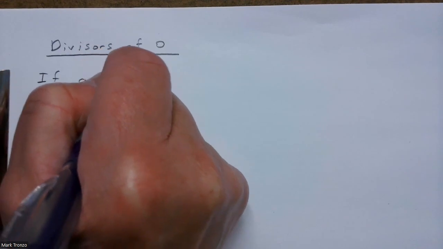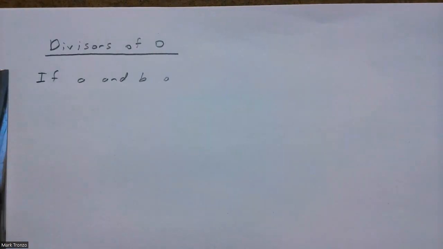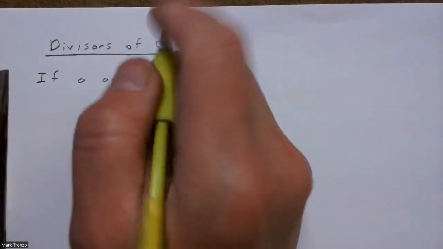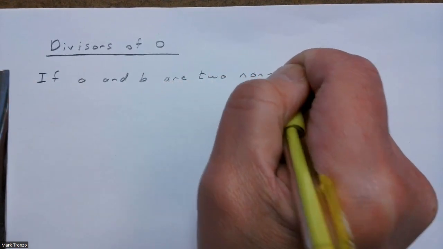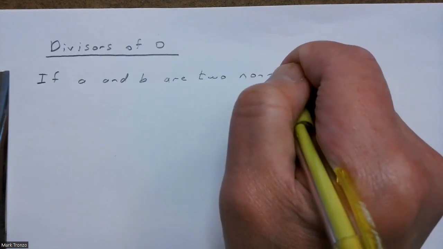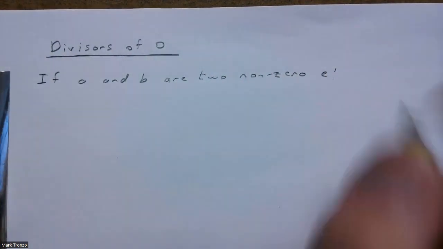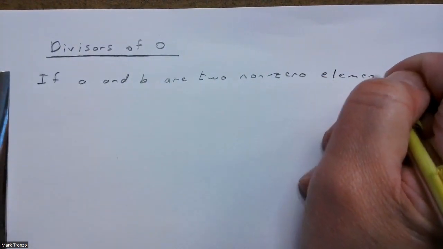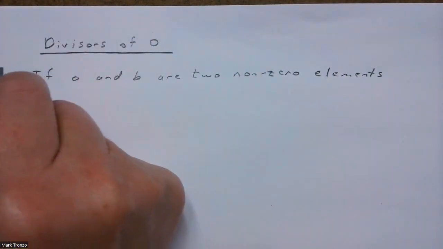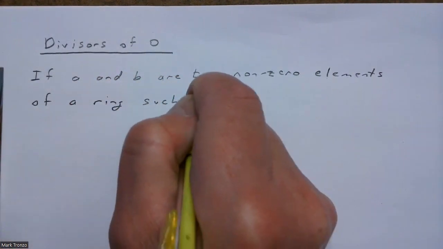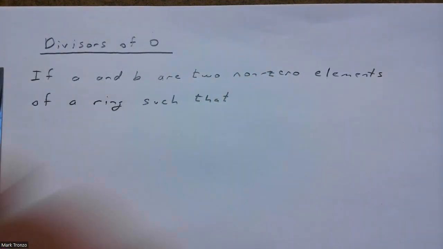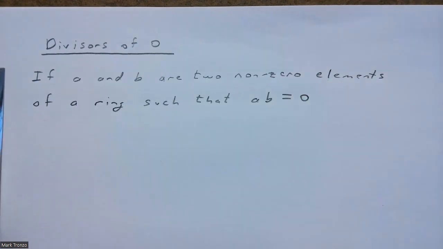Divisors of 0: if A and B are two non-zero elements of a ring such that AB is equal to 0.